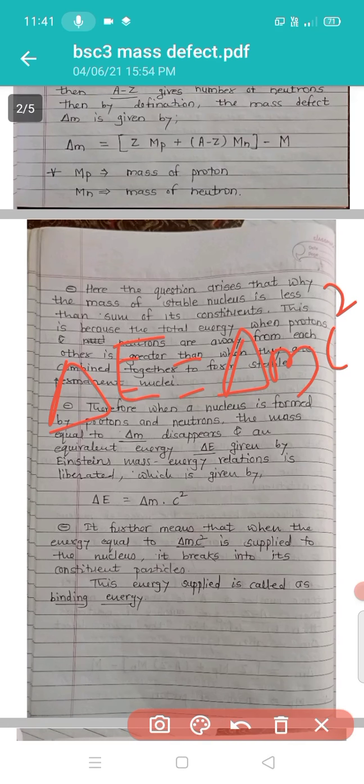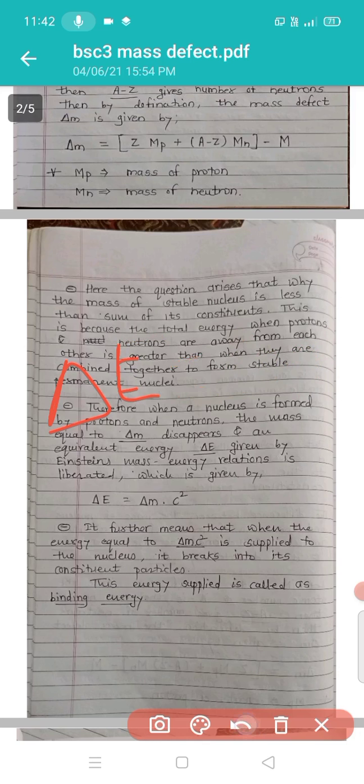It further means that when the energy equal to del m c square is supplied to the nucleus, it breaks into its constituent particles, and this energy supplied is called the binding energy. To separate the nucleons, energy is supplied, which is known as the binding energy. We can study it in detail in the next part, the binding energy of the nuclei. Okay, understood? This is about the mass defect.